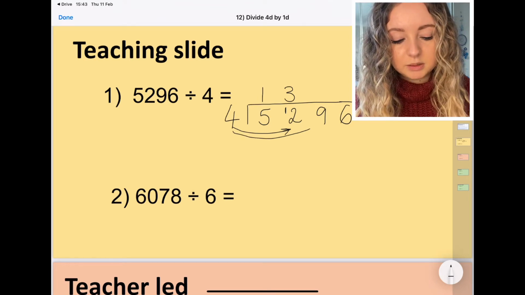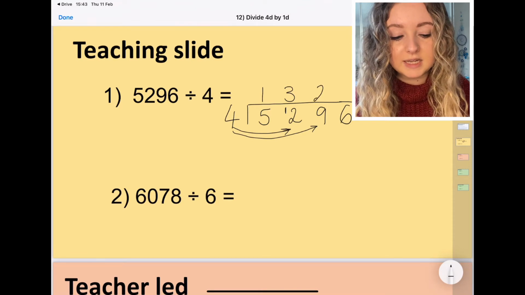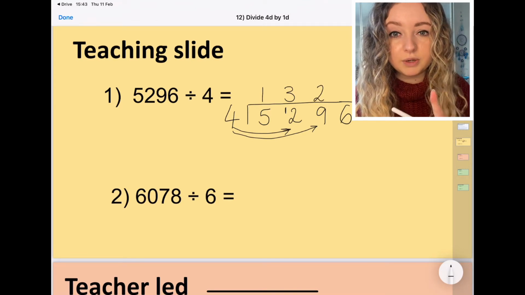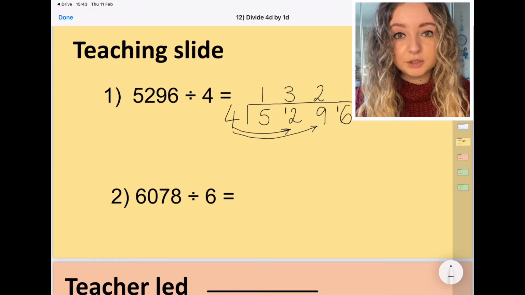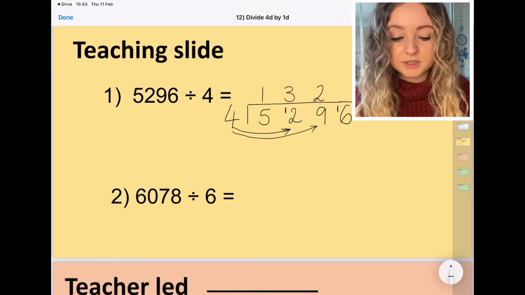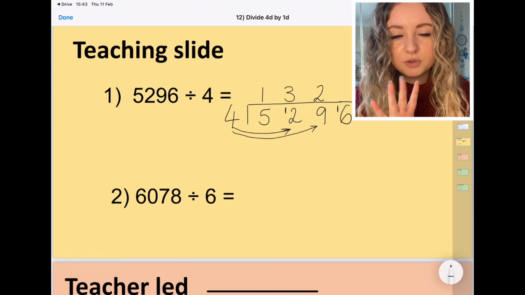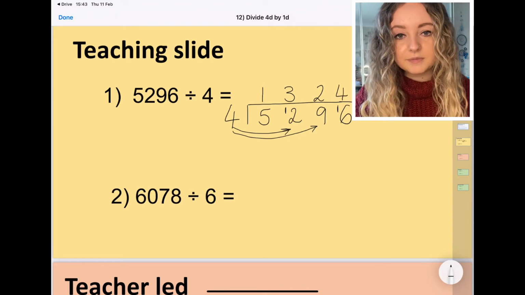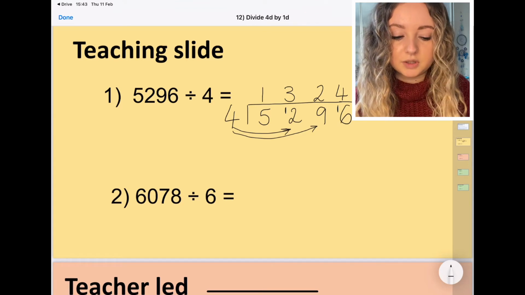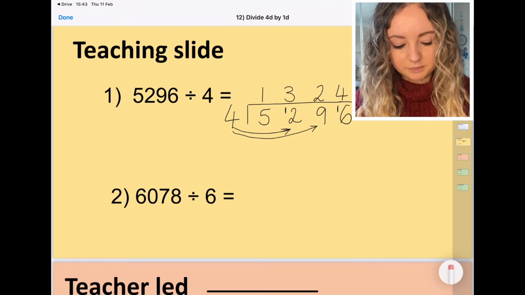Next part, how many 4's go into 9 this time? Well, that's 2, because 2 lots of 4 is 8. So that's 2 with 1 left over, which makes 16 for that final column. How many 4's are in 16? 4, 8, 12, 16. 4. 4 4's are 16, so we can put 4 there. So our answer is 1,324. Let's move to the next one.